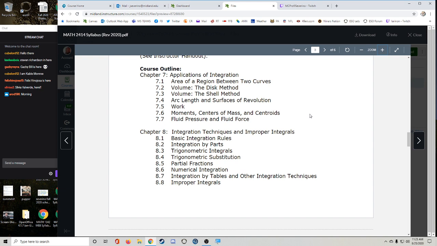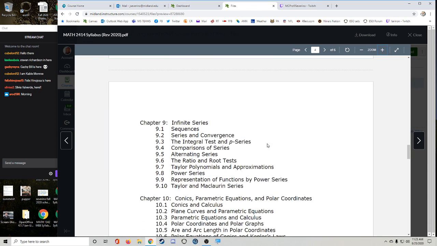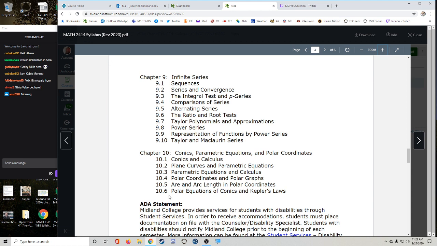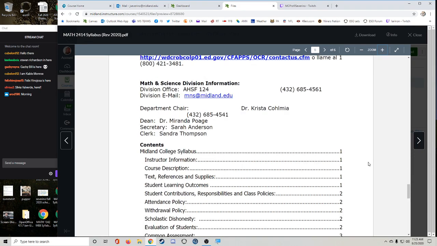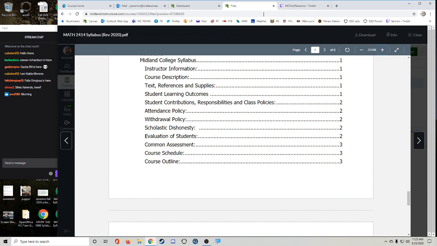But then just a formal test for Chapter 8 and 9. We won't necessarily cover every section in Chapter 10, but I'll probably hit a lot of these. It kind of depends where we are time-wise after we finish Chapter 9. That's part of it, actually. Anyway, make sure you read through that.